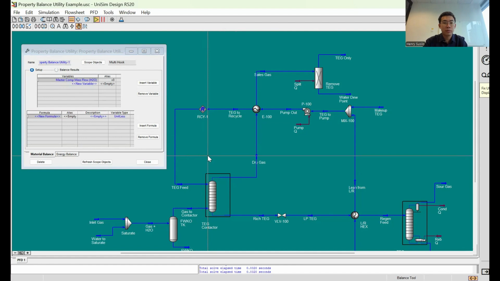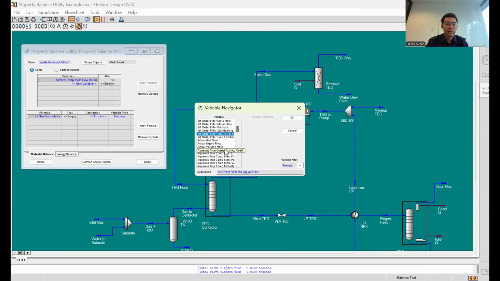The next thing that I want to demonstrate is about the formula. For example, we want to observe the flow rate of H2S or CO2, but in a different way. We don't directly specify the component mass flow, but instead we will multiply the mass fraction times the mass flow. We could do it by formula. For example, here is mass flow, and then the component mass frac of CO2.